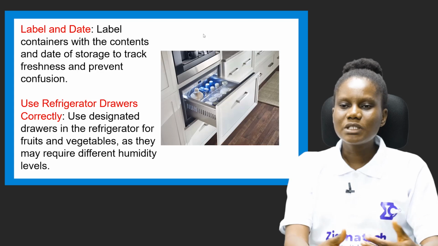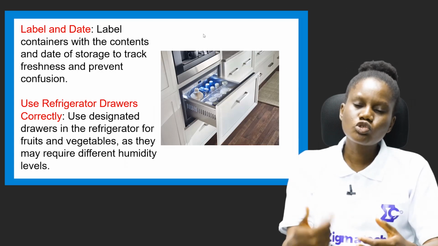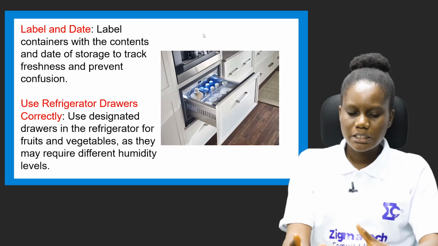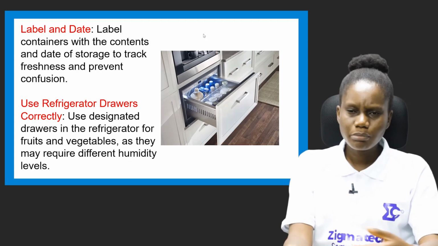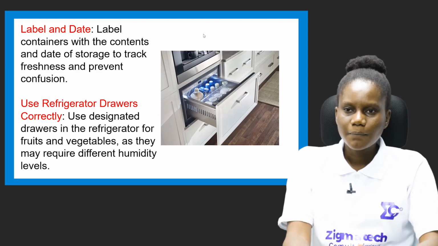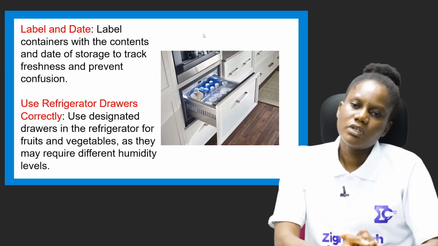So label containers with the content and date of storage to track freshness and prevent confusion. So when you have them in excess, you'll not be confused. Where did I put this here? Did I put this before that? No. So once you have the date on it, it helps you to track their freshness and also to prevent confusion.